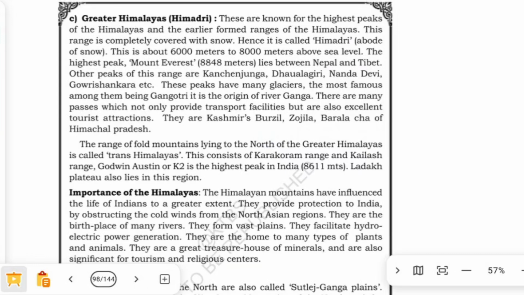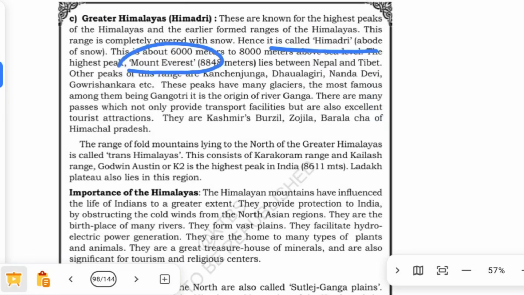This range is completely covered with snow. Hence, it is called Himadri. Because it is completely covered, it is called the Himadri. You must remember that Shivalik is for the foothills Himalaya, Himadri for the Great Himalaya, and our best ever highest peak, that is Mount Everest.